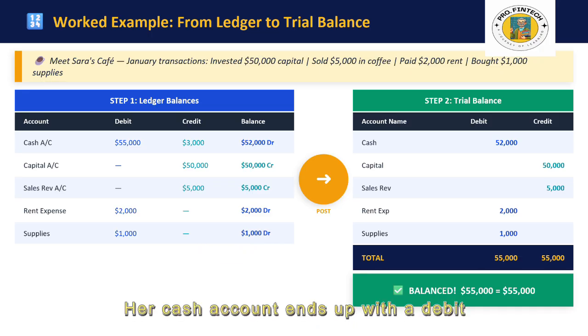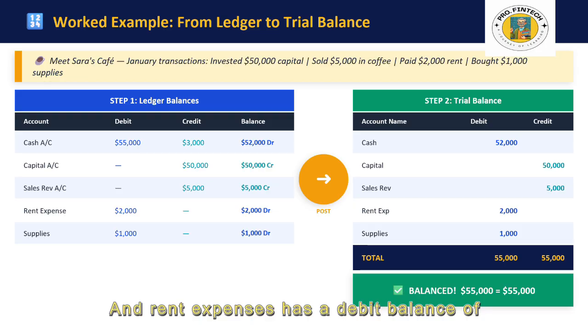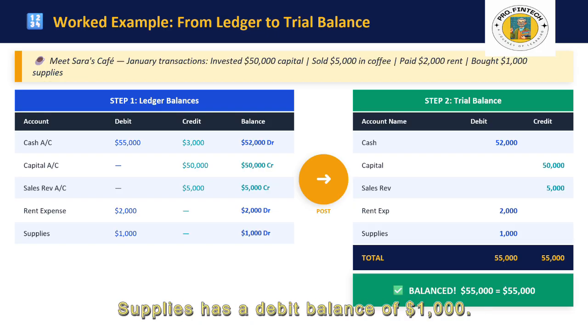Her cash account ends up with a debit balance of $52,000 because she received $55,000 in total and paid out $3,000. Her capital account has a credit balance of $50,000. Sales revenue has a credit balance of $5,000 and rent expense has a debit balance of $2,000. Supplies has a debit balance of $1,000.